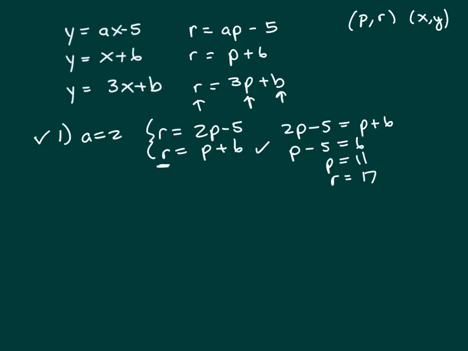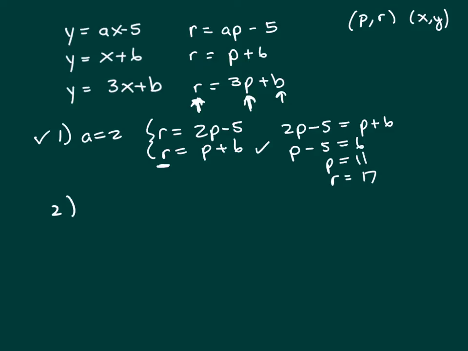So you've got these two values, 11 and 17, and you could plug those in here. R is 17, P is 11. You could solve for B. Clue 1 works. Let's look at clue 2.